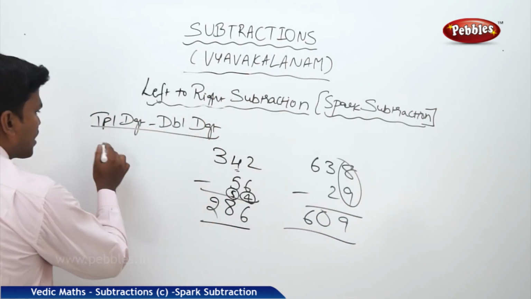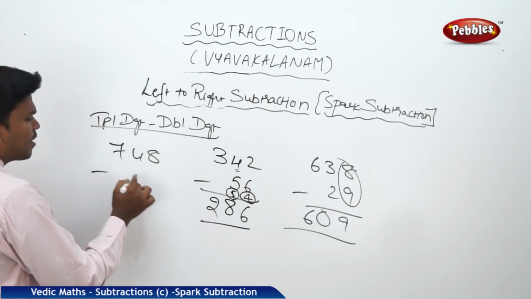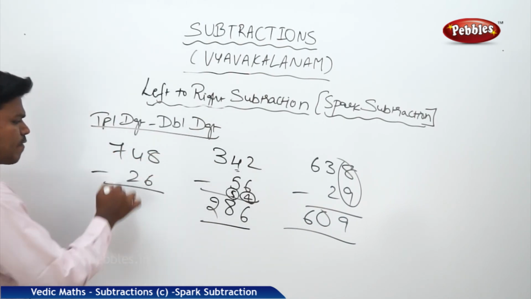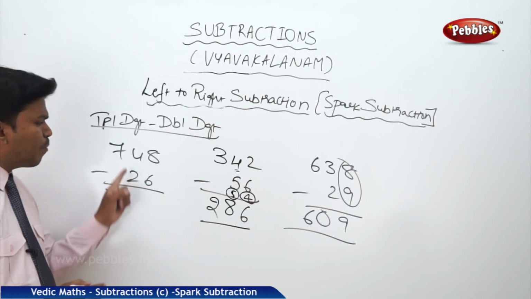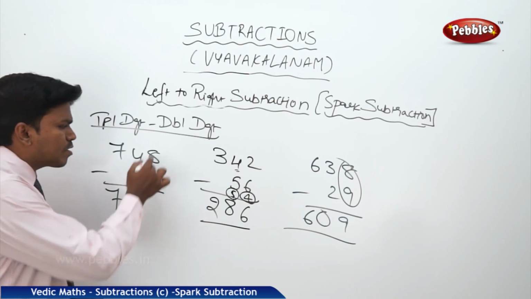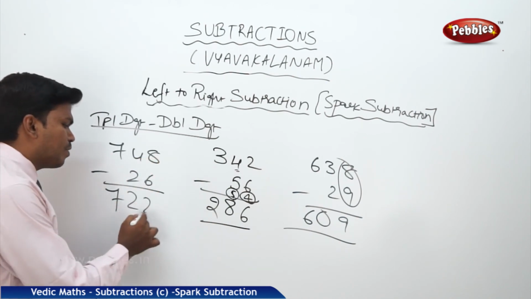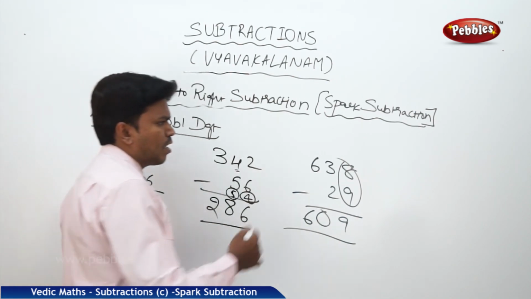One more example. 748 minus 26. 7, drop it as it is, but before dropping, match or mismatch? Match only. 7. 4 minus 2, 2 only, because match. 8 minus 6, 2 directly. 722.